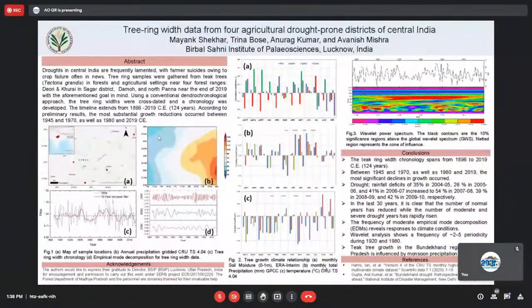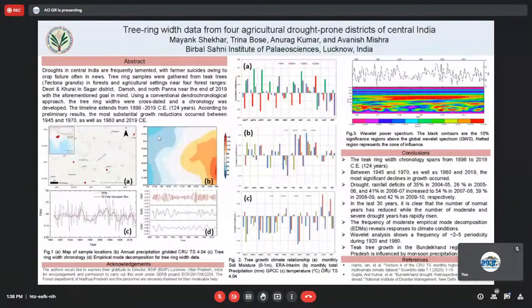Good afternoon, all of you. I'm going to talk about the tree-ring data from 4 agriculture drought sites from central India. Here we have presented a new tree-ring data set, a chronology gathered from Tectona grandis. The objective was to understand its association or relationship with the monsoon or large-scale teleconnections with other atmospheric circulations. Considering the literature, the present study is the pioneer attempt to develop a tree-ring chronology of teak from the Bundelkhand region. As we all know, Tectona grandis is native to South and Southeast Asia, mainly India, Bangladesh, Indonesia, Malaysia, Thailand, etc.